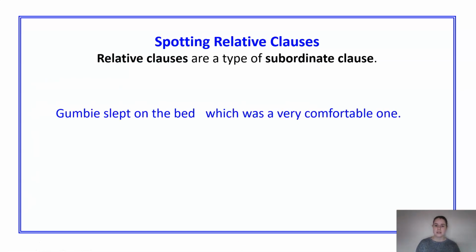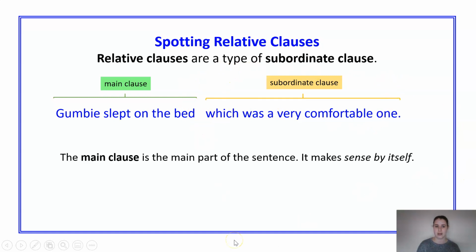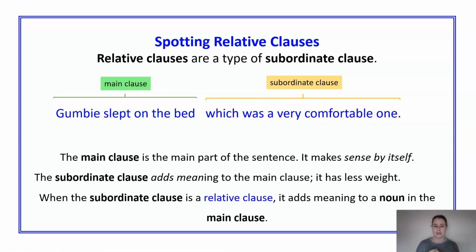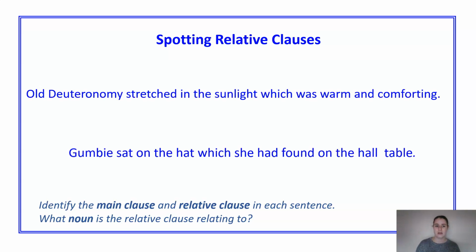Here we've got a subordinate clause because this part of the sentence does not make sense on its own. The main clause is the main part of the sentence, the bit that makes sense on its own. Our subordinate clause doesn't make sense on its own. So what I would like you to do is see if you can identify the main clause and relative clause in each sentence, and what noun that relative clause is linking to. Have a look at these ones on the board. Pause the video. Can you work out which bit's the main clause and which bit's the relative clause?